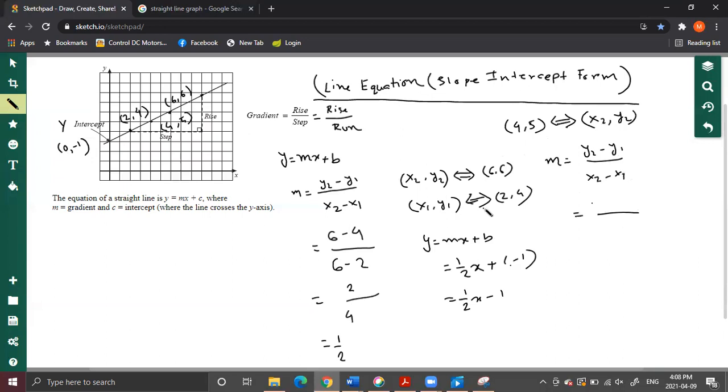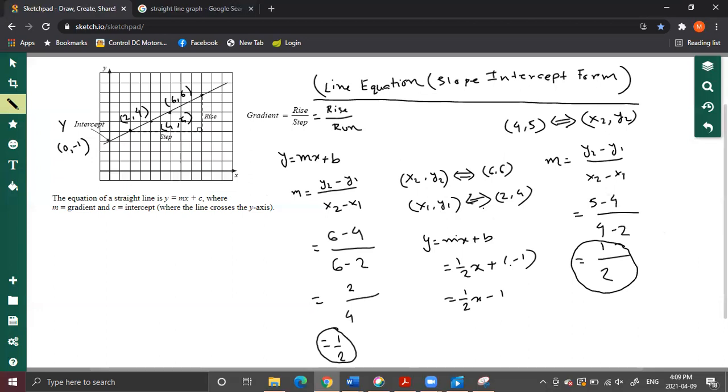So in this case, y2 is 5 and x1 is 4, and x2 is 4 and x1 is 2. So if we solve, we get 1/2. We get exactly the same slope as the other point we solved previously. So the slope doesn't change. It remains exactly the same despite a different point. So instead of 6, 6, even using 4, 5, we got the exact same slope.